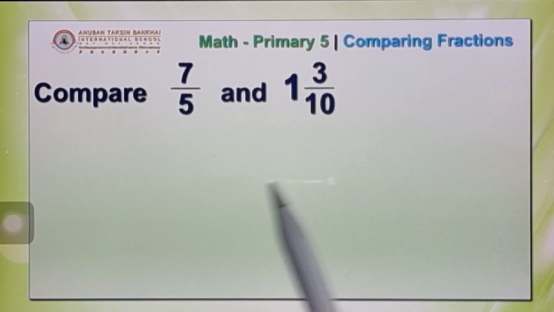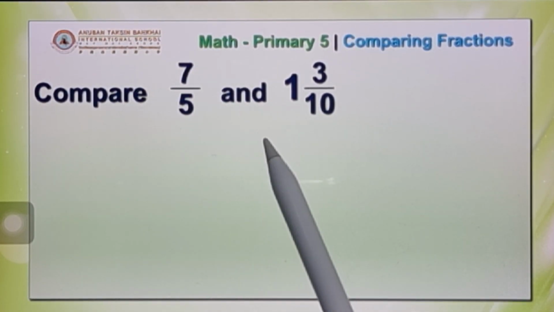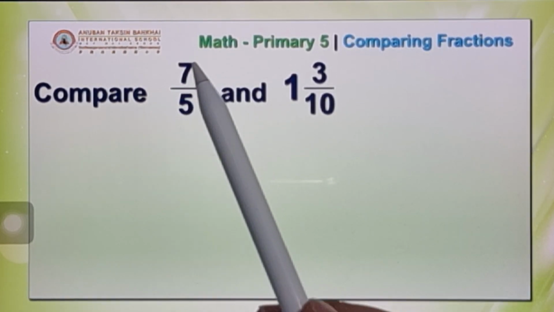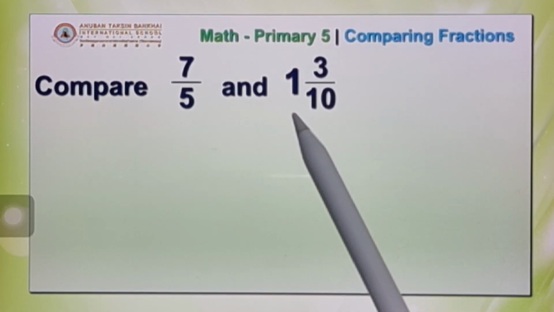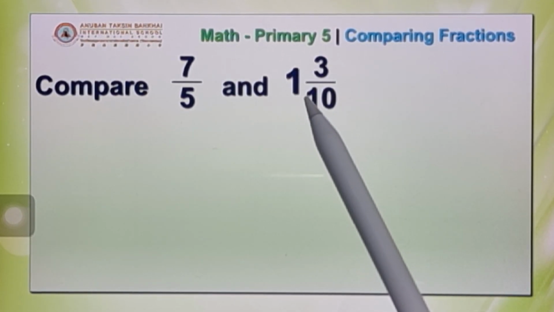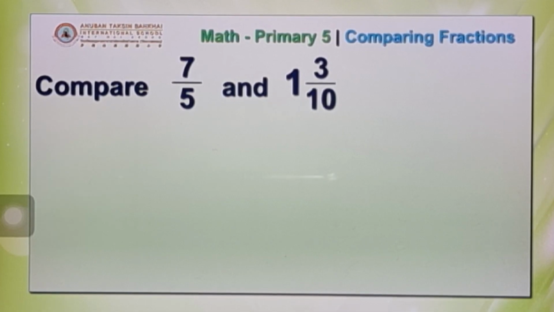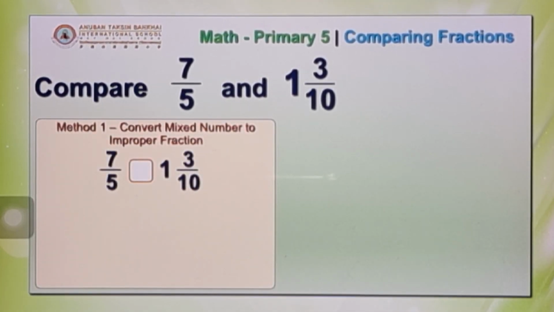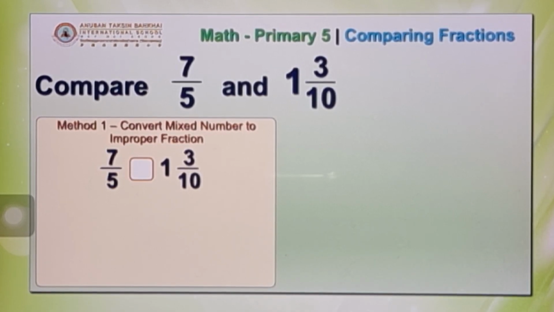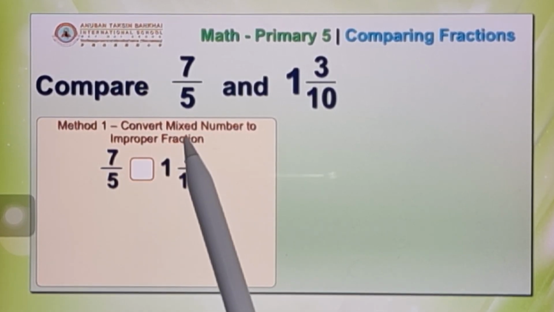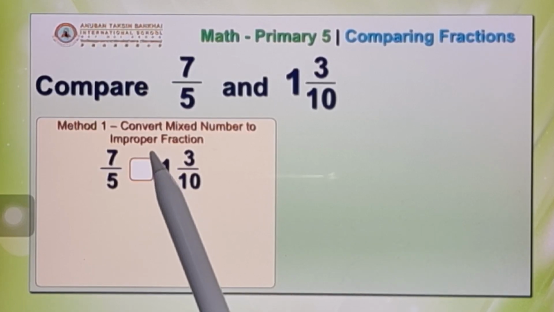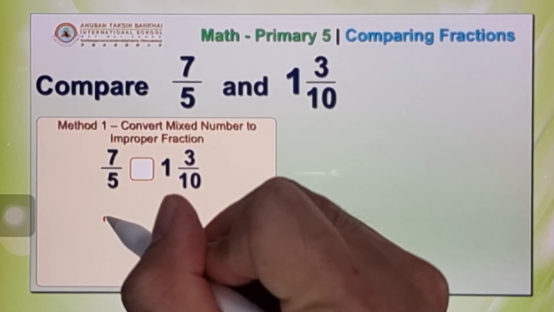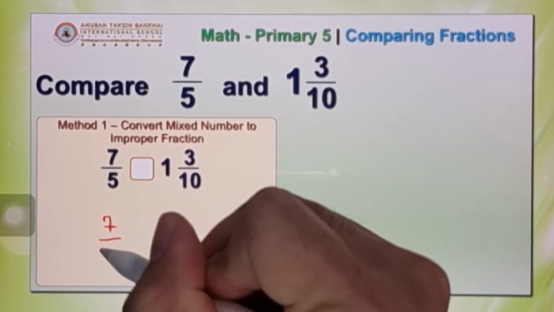Okay, so now let's compare 7 over 5 and 1 and 3 over 10. Take note that this is an improper fraction. This is a mixed number. So how are we going to do that? Again, take note, we have two methods. So now let's have first method 1. We convert the mixed number to an improper fraction. So this one, let's just copy this, 7 over 5.